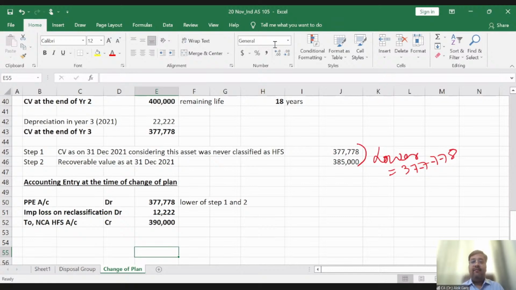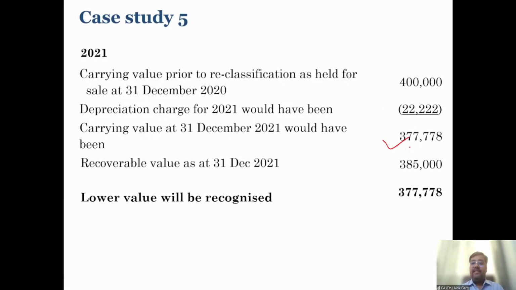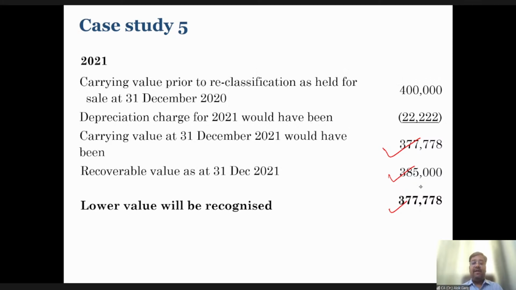Yes, I will share this Excel file today itself. Don't worry, I will share it today itself. So this is your 377,778, 385, and it will be recognized at 377,778, right? Clear? Accounting entry I have also given you in the Excel file just for your better understanding, because accounting entries are always better for better understanding, right?